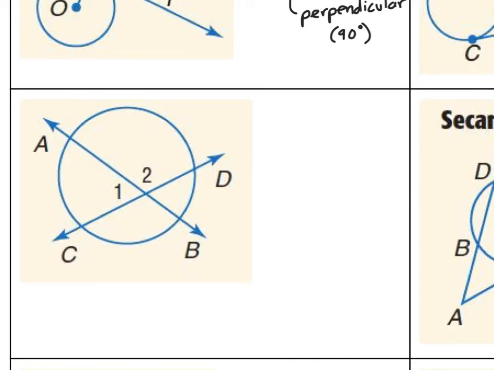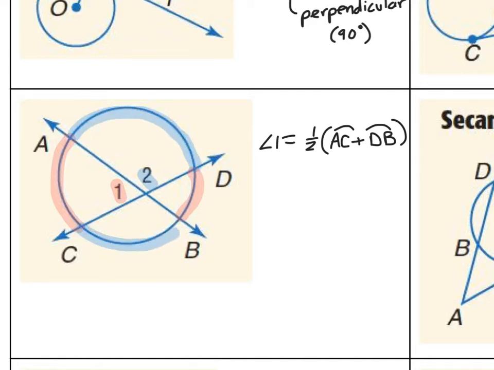So if I want to find angle 1, what I can do is I can take this arc, add them up, and divide them by 2. So angle 1 is going to be 1/2 times arc AC plus arc DB. And you can see that these 3 segments really do go together because if you extend the lines, this angle would go with this arc and this angle would go with this arc. So the same would apply for angle 2. We can say angle 2 equals 1/2 times arc AD plus arc CB.